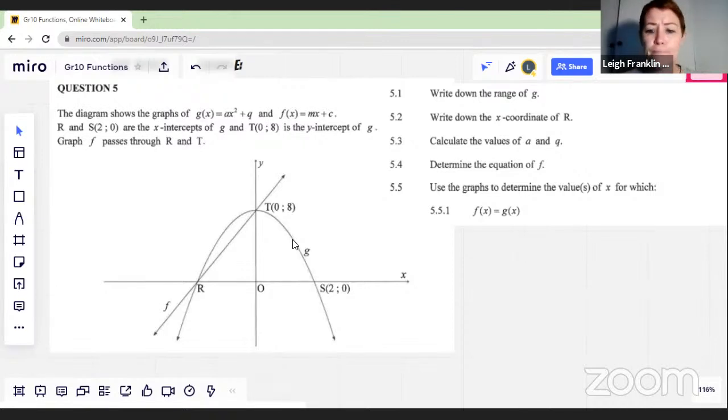So the first thing that you want to do is read the information, Katlejo. All right. So they've told us that we've got two graphs. One graph called G of X and another graph called F of X. All right. So G of X is what sort of function? It's got a name. Do you know what that is, Katlejo?